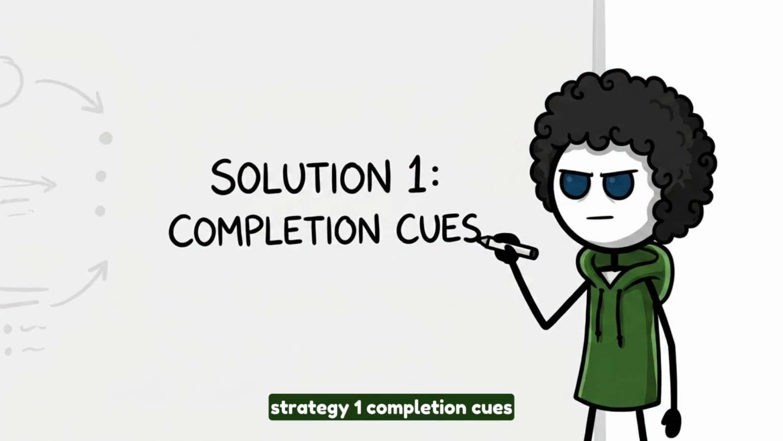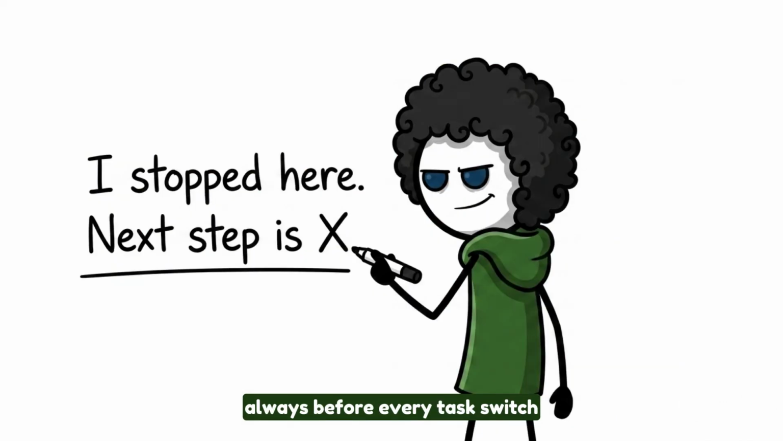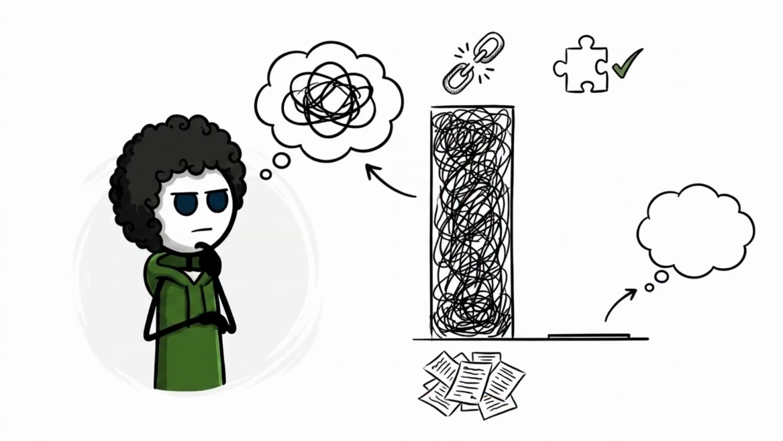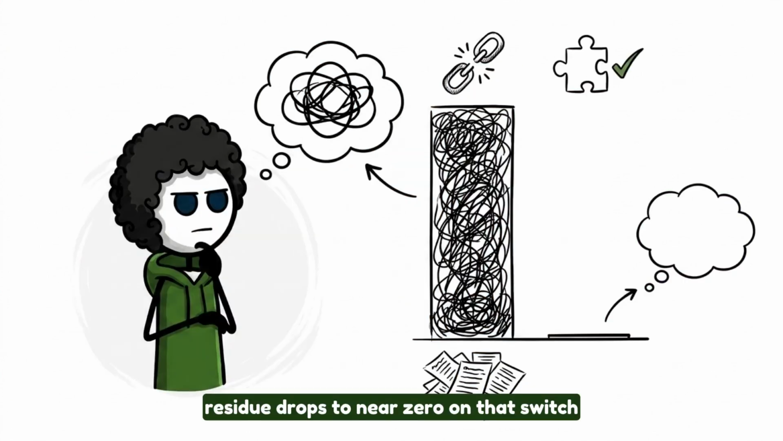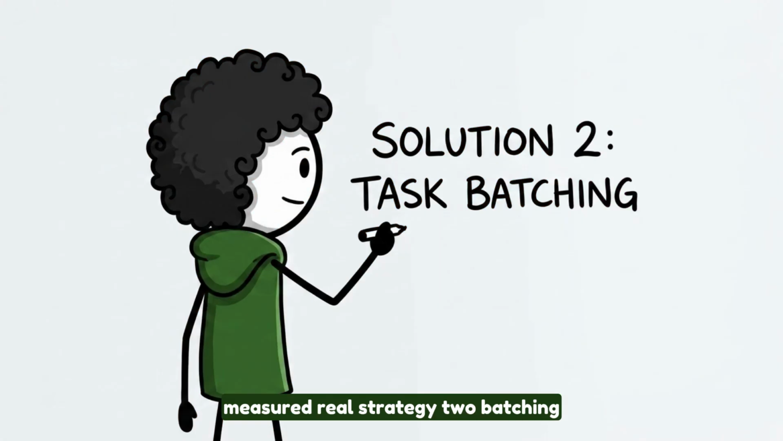Strategy 1. Completion cues. Deliberately close loops before switching. Always. Before every task switch, write one sentence. I stopped here. Next step is exactly X. With a completion cue, residue drops to near zero on that switch. Measured. Real.